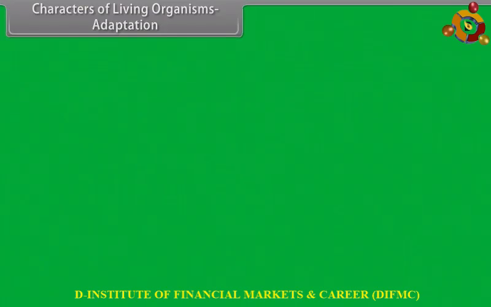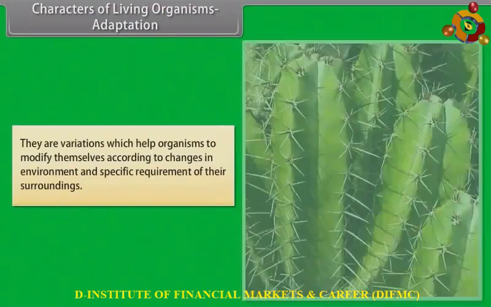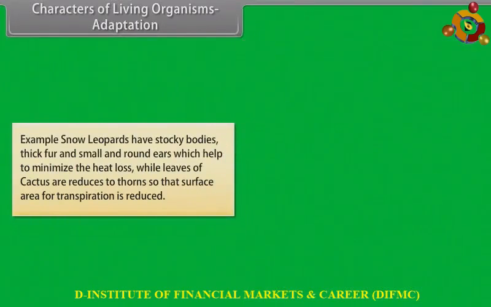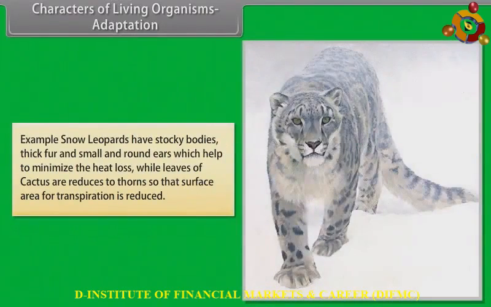Characters of living organisms. Adaptation. They are variations which help organisms to modify themselves according to changes in environment and specific requirements of their surroundings. Example: snow leopards have stocky bodies, thick fur, and small and round ears which help to minimize heat loss, while leaves of cactus are reduced to thorns so that the surface area of transpiration is reduced.